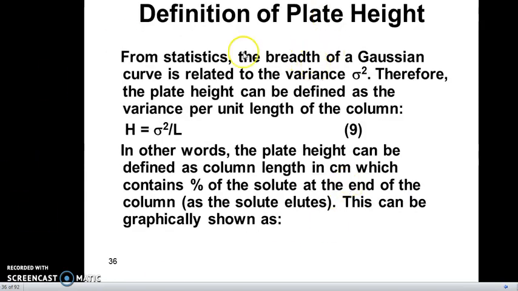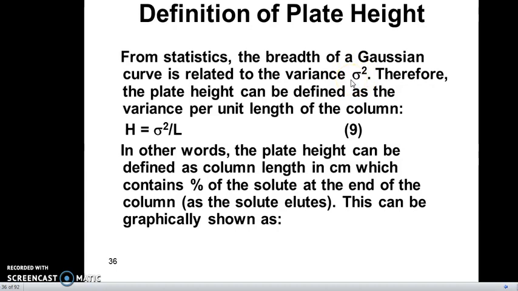So what is the definition of the plate height? Plate height is always small. Okay. When we select the Gaussian curve, it is related to the variance, the sigma. What is the formula we are designing? This Gaussian curve is related to the variance.